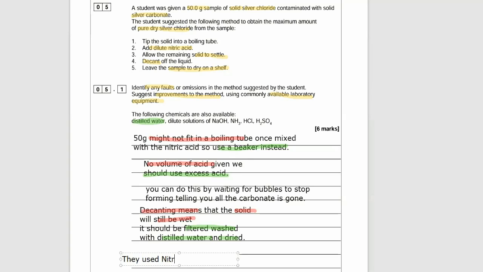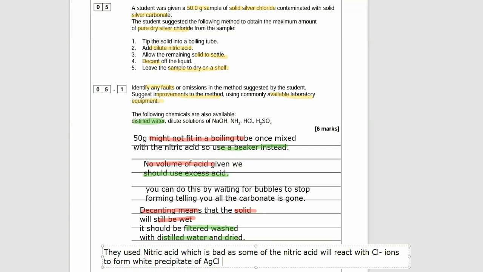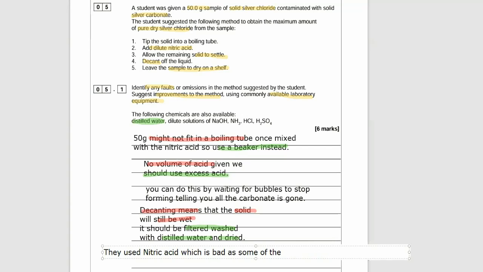Another error here is they've used nitric acid. Now, nitric acid is not a good thing to use because, you'll know from your halide ion tests, nitric acid will react with silver to form silver nitrate. Remember, we use silver nitrate when we're doing the precipitation test for halides. So we're going to get some silver nitrate formed, AgNO3. What does that mean? That means some of our silver is going to disappear and we're going to lose some of our silver chloride. We're not going to get the maximum amount of silver chloride produced.